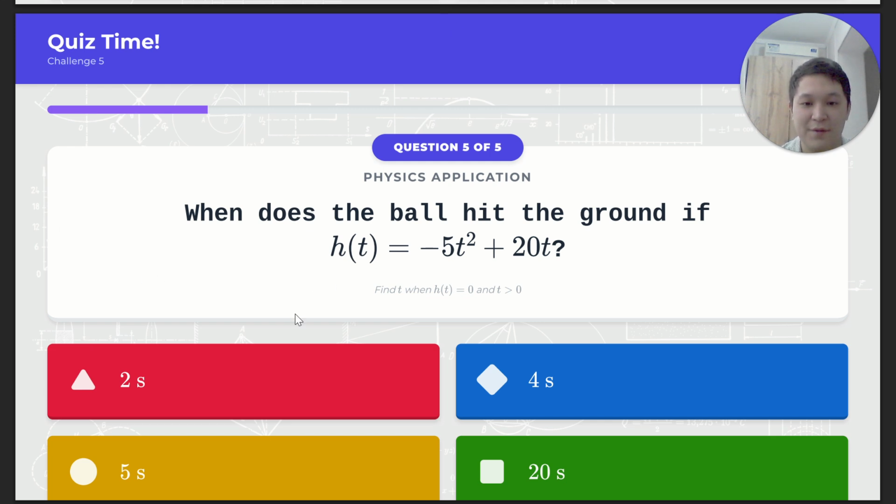So we have some physics application here. When does the ball hit the ground? h(t) = -5t² + 20t. Find the t when h(t) = 0 and t is bigger than 0. Of course, it's 4 seconds.